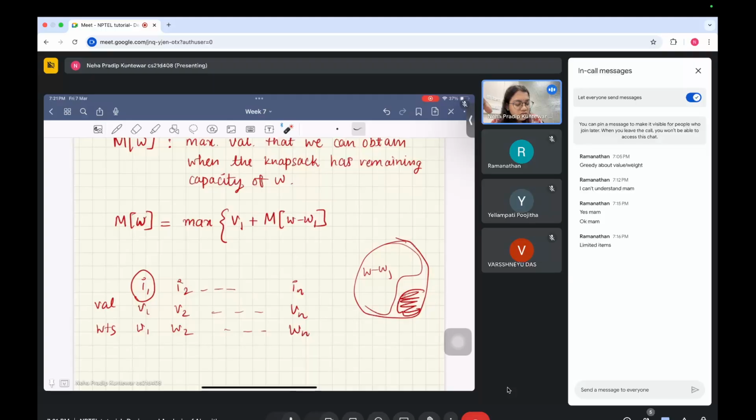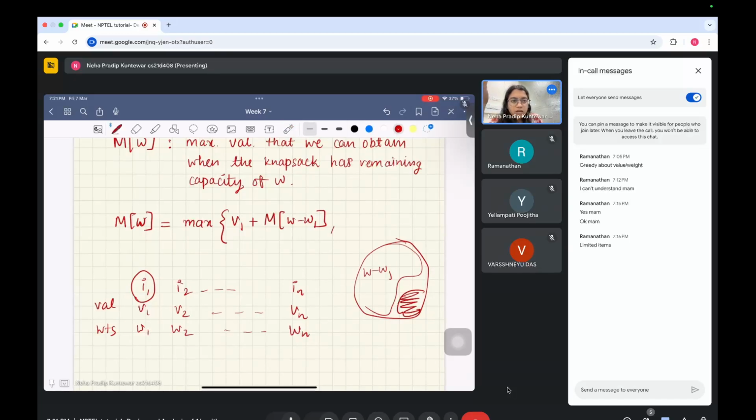So it's same as finding the maximum value that I can get for this particular part of the knapsack, and the value that I get for this, if I add it with the value of the first item, I'll get the value of the whole thing. So this is just saying: find the maximum value for the smaller subproblem and add it with V1. That will be the value of your whole knapsack.